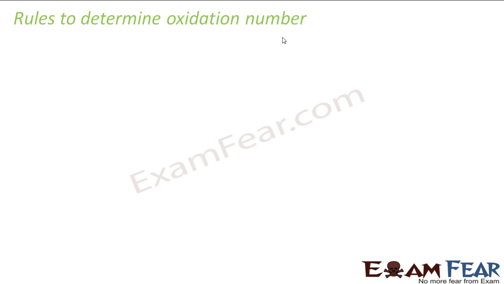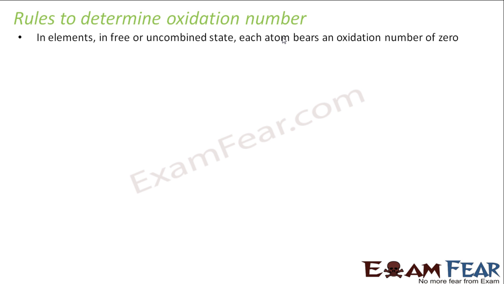So I told oxidation number. Now the question that comes to your mind is, how do I get oxidation number? As I told, in water it was -1 and +2, but how did we arrive at the value? There have to be rules to find the oxidation number, and yes, of course, there are rules, and we'll discuss those rules.